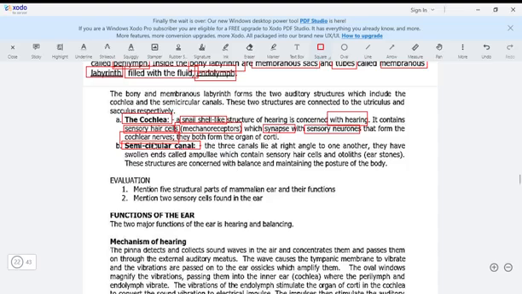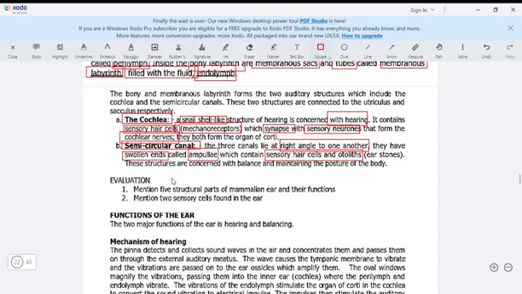So that's for the cochlea. Now the semicircular canals. These three canals are always at right angles to one another, and they have swollen ends. That swollen end is called the ampulla. The ampulla is the swollen end of the semicircular canal, and it contains sensory hair cells and otoliths. Otoliths are solid like stone, so they are ear stones.